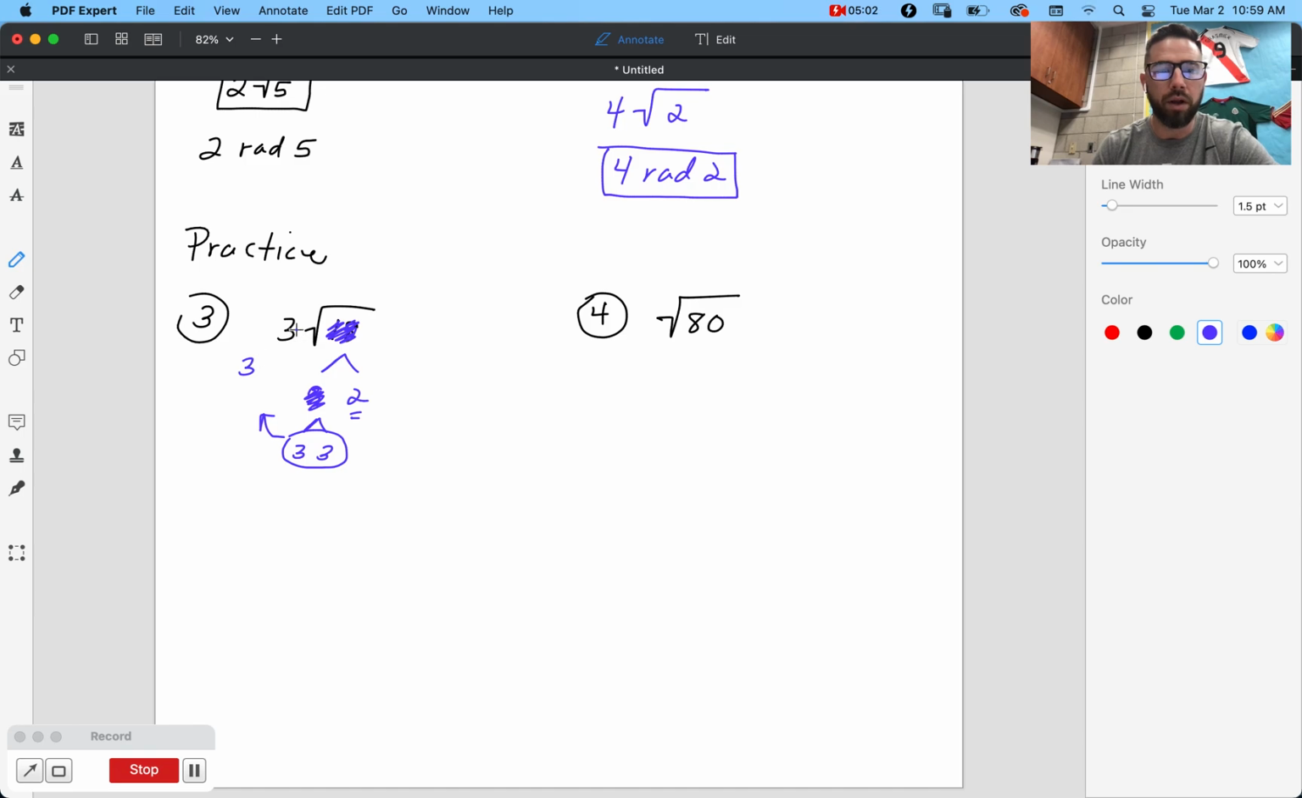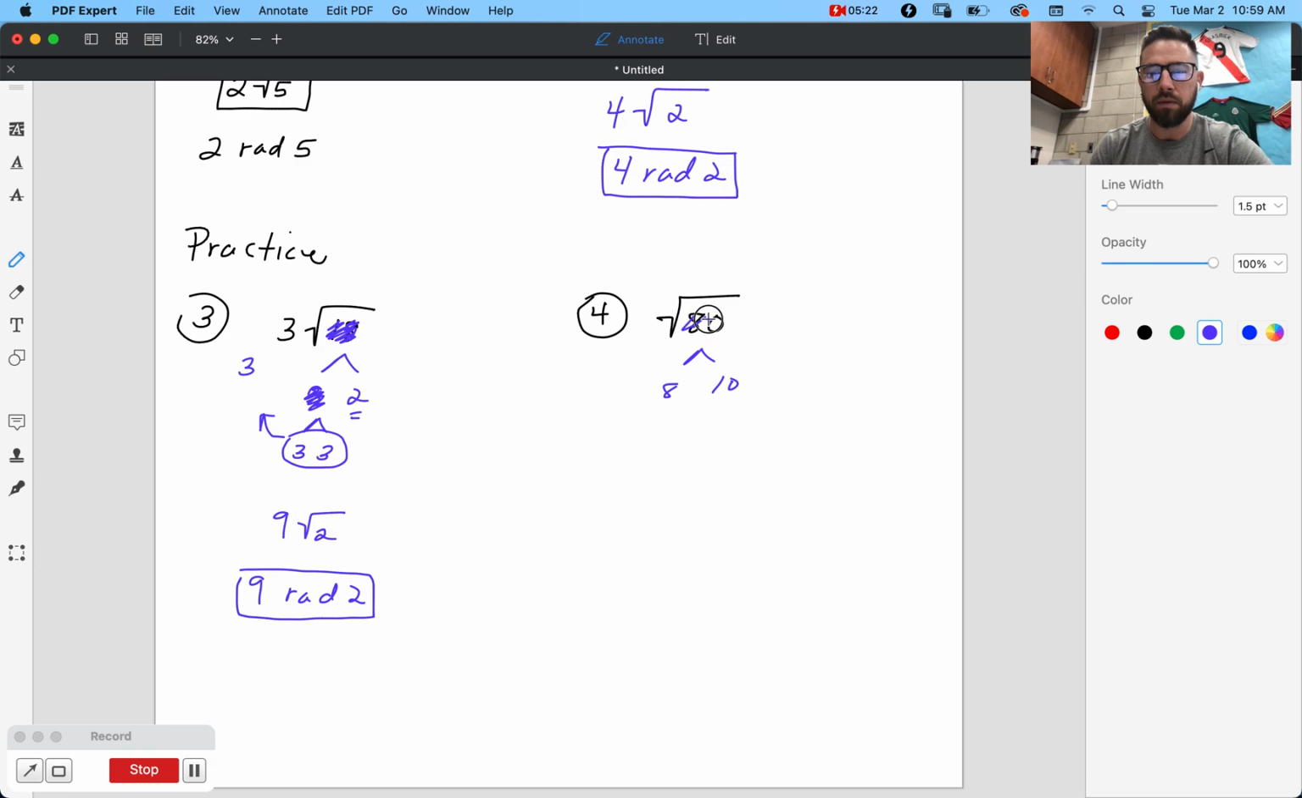I've got more than one number on the outside, so I have to multiply them. 3 times 3 is 9, and my leftovers on the inside is 2. So on the test, this is going to say 9 rad 2. 9 radical 2. Okay?